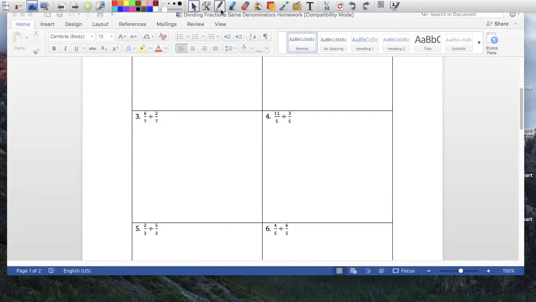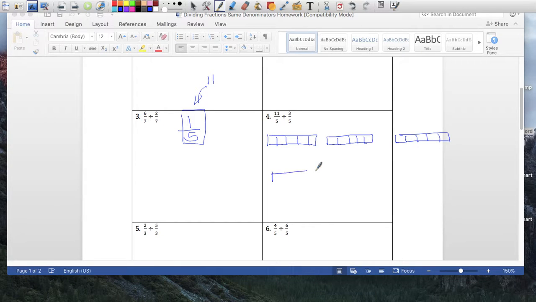So on number 4, you have 11 over 5. I'll draw five pieces. So remember what 11 over 5 is. It's 1/5. So imagine this is 1/5, one piece. I need 11 of these. Okay. So at the bottom I got 1, 2, 3, 4, 5.